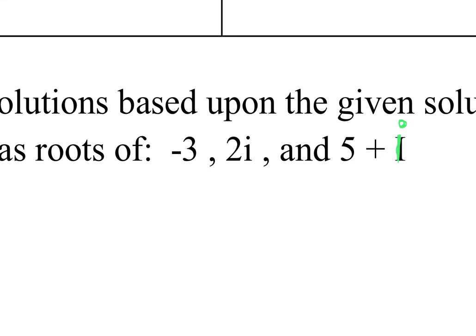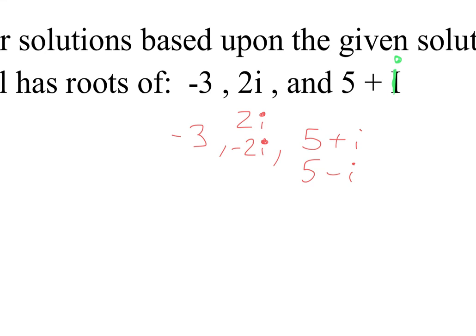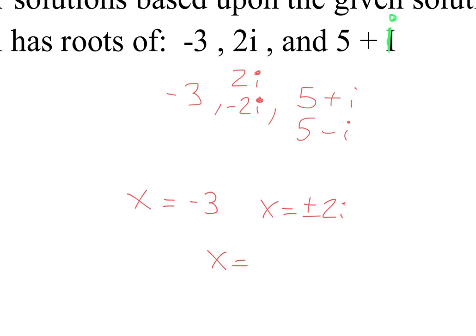So if somebody told us that, you'd say, okay, cool, one solution is negative 3. It's impossible to only get 2i. 2i would have to also come with negative 2i. i's always come in pairs. So 5 plus i would also have to come with 5 minus i. That's all this is having you understand. If I told you that those were the roots, you'd say, well, x is really negative 3, x is plus or minus 2i, and x is also 5 plus or minus i.